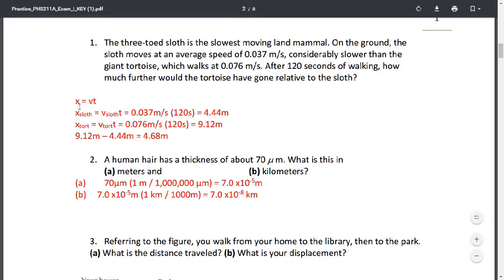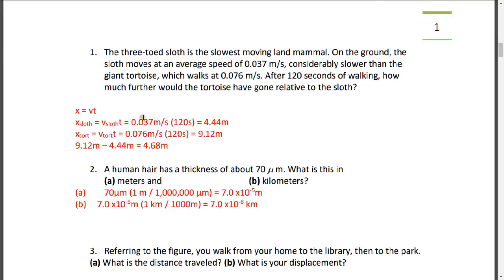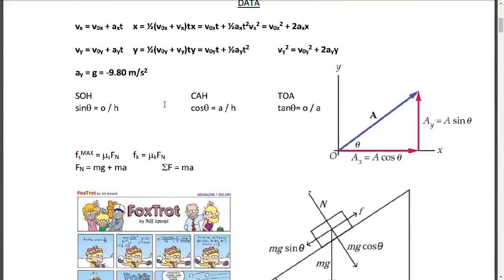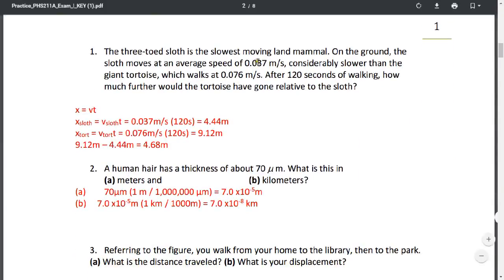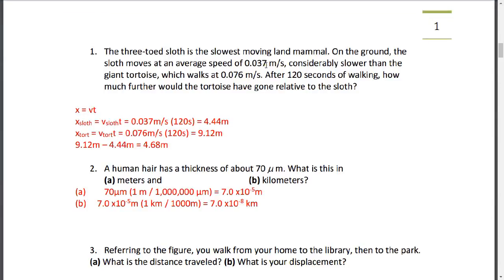So the equation that we use is actually x equals v naught t plus 1/2 at squared, but the 1/2 at squared disappears when the acceleration is 0. So this is an equation that we knew before class started: distance equals velocity times time. So the distance that the sloth travels is the velocity of the sloth times the time. And please, please, please don't grab 1/2 (v naught plus v) and pretend that one of them is 0, because nowhere does it say that one of the velocities is 0. It says that the velocity is 0.037 meters per second the entire time.